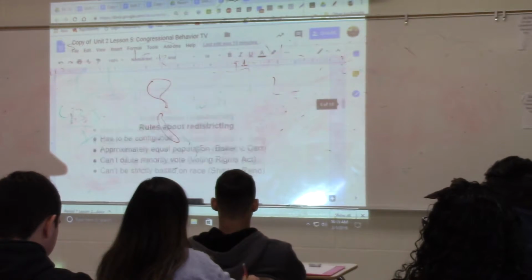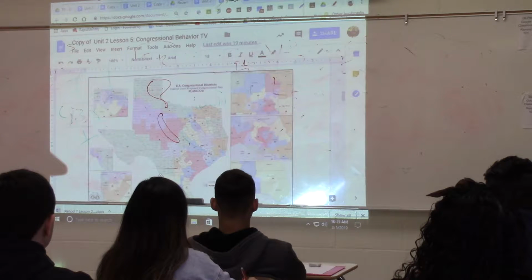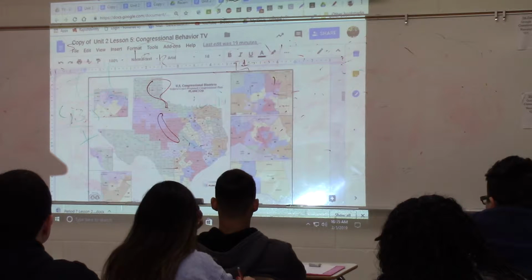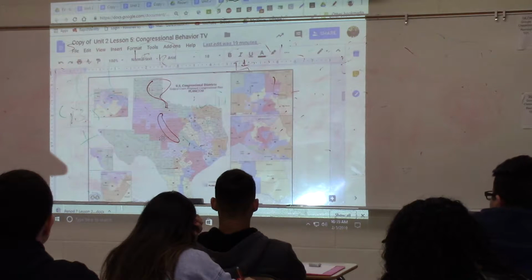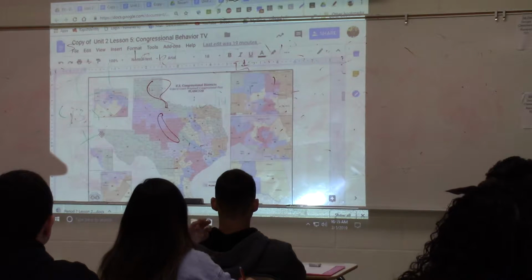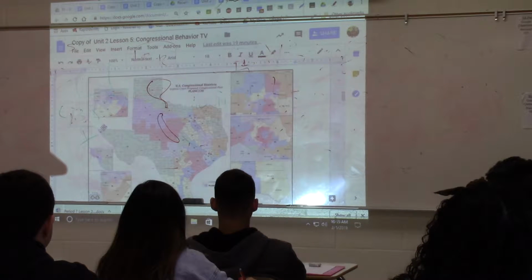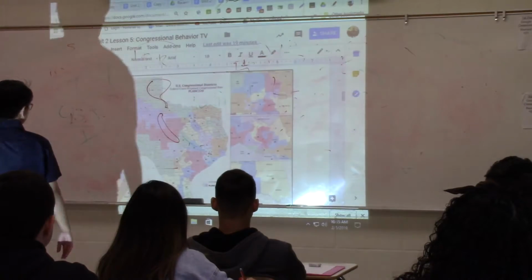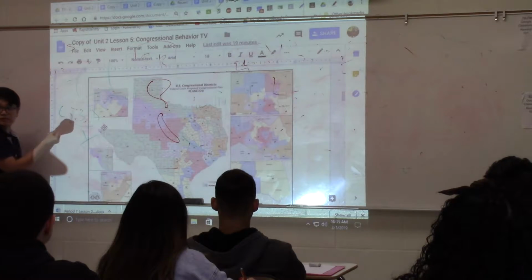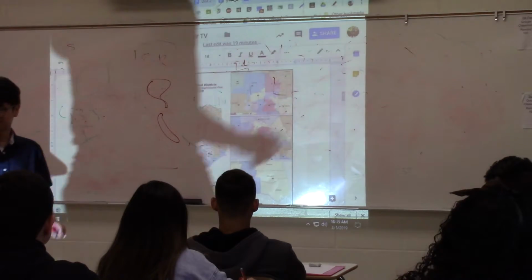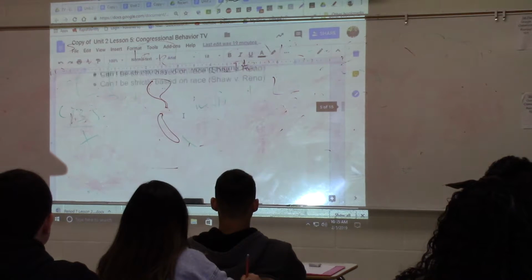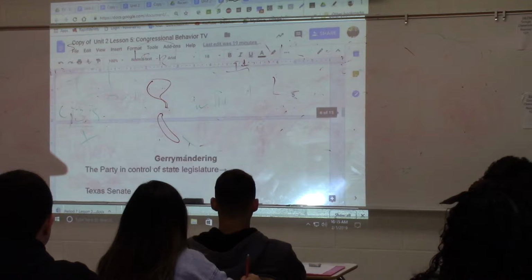Second rule, they need to have approximately equal population. So she asked me why some are bigger than others. All of these districts have approximately equal population. This district right here has the same population as that little purple one right there, approximately. It's just that the population is not dense here, while in El Paso the population is very dense. Make sense? All districts have to have approximately equal population. And then we'll talk about the last two in a little bit.